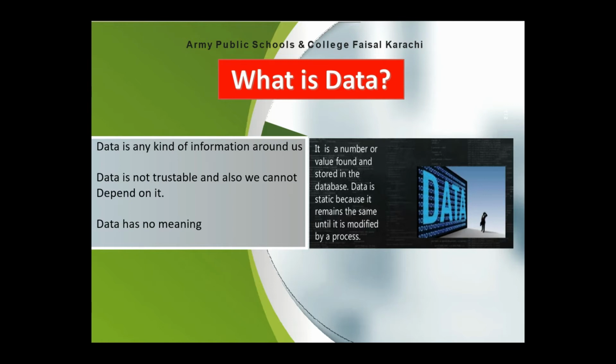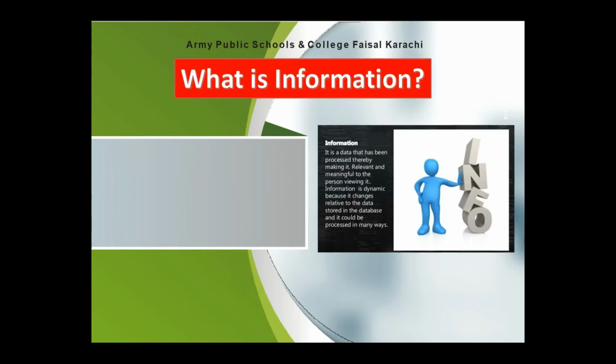So what is data? As you see, it's a number or value found and stored in the database. Data is static because it remains the same until it is modified by a process. Now you can see data is any kind of information around us. Data is not trustable. You cannot trust it because we cannot depend on it. Data has no meaning because we have no idea what kind of data it is.